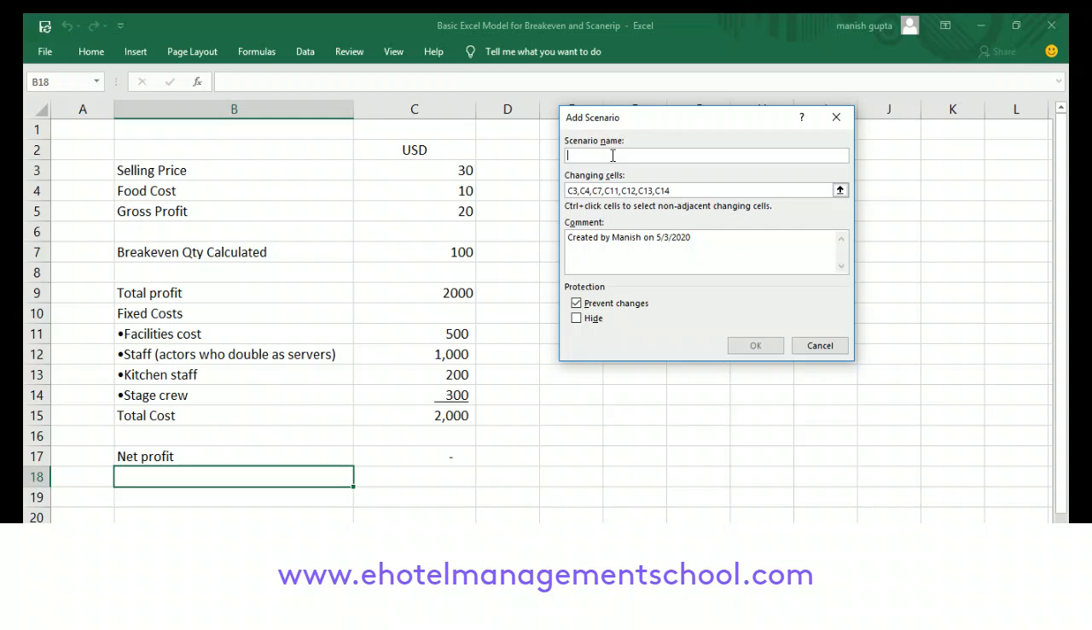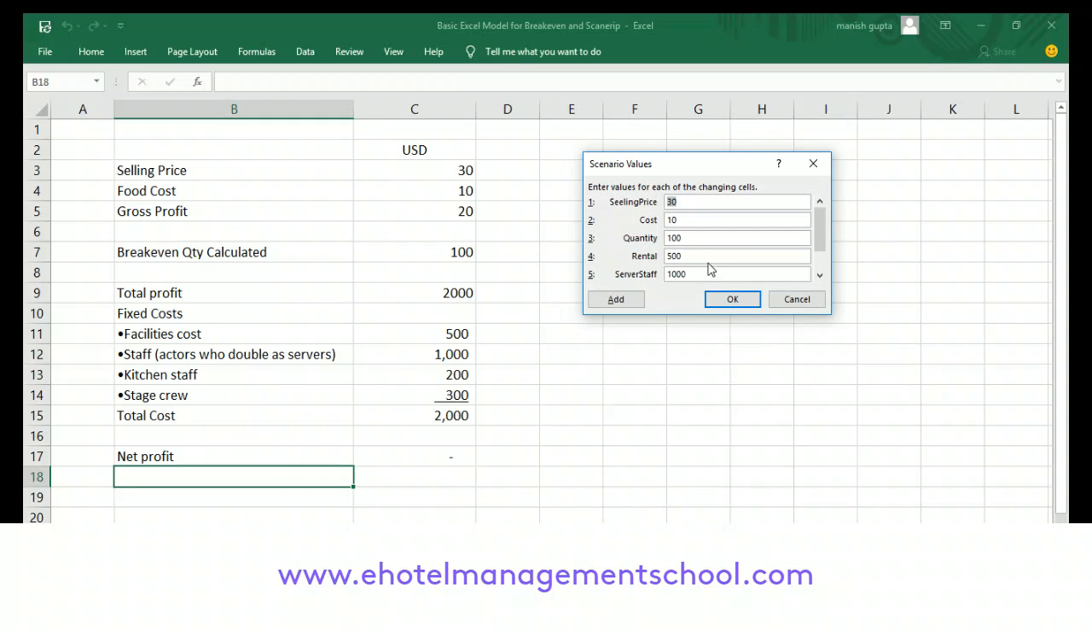So for the scenario, we can say, okay, if we are able to sell more tickets, what will happen? If we are able to sell 120 tickets, what is going to happen? So now you can say the tickets sold are 120, the selling price maybe we have to reduce to 28 in order to sell more on an average basis. The cost may grow a bit less because of the profit, and then the rental may increase because we need additional space. So let's say it's going to increase to 600.